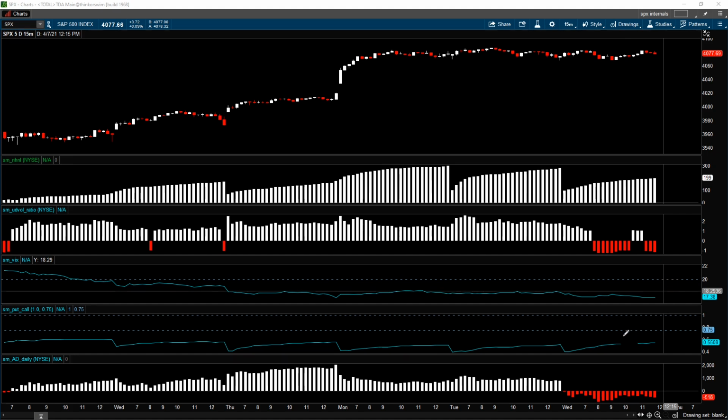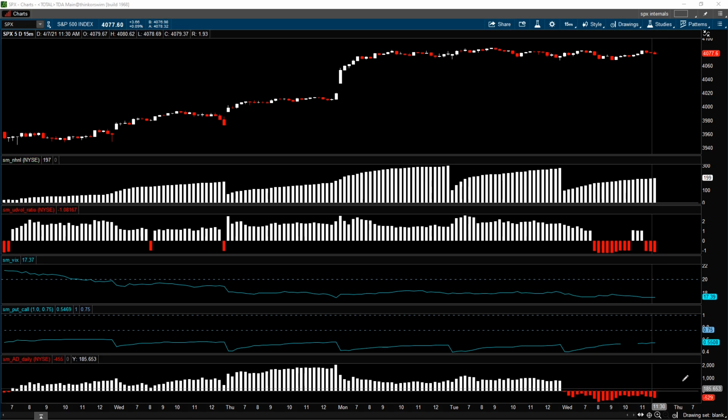I don't know what happened here on the put-call ratio, which is sitting at 0.54. But look at the New York Stock Exchange advance-decline. It has been negative, which means declining issues outnumber advancing issues. Right now it's sitting at a little over 500, 529 more declining issues than advancing issues.